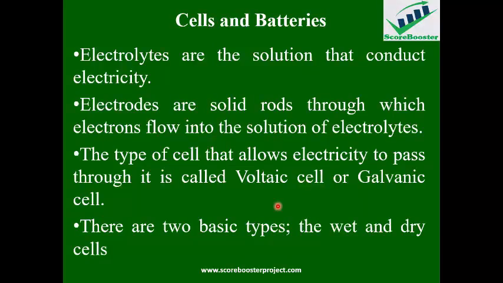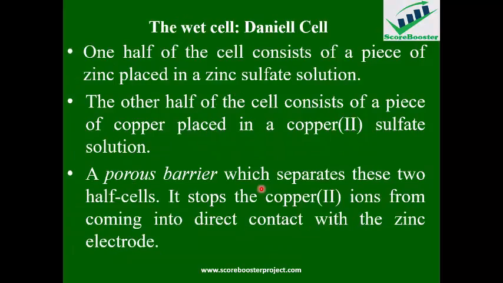So the type of cell that allows electricity to pass is called a galvanic cell or voltaic cell. Volts from the voltaic cell or galvanic cell. There are two basic types of voltaic cells. The first one is the wet cell, and we have a dry cell. So let's take them one after the other. The wet cell.